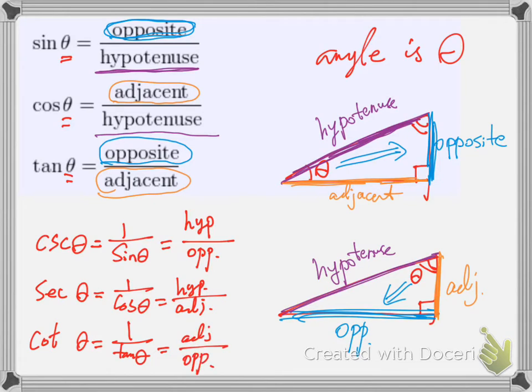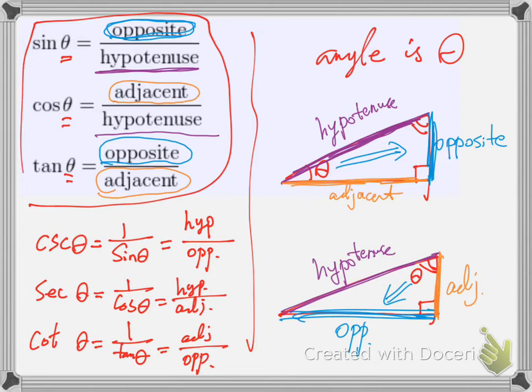So we have 3 sides, 6 ratios, and they are our trig functions. So the most important thing is you remember the definition of opposite, adjacent, and hypotenuse, and then remember the first 3. The other 3 are just the reciprocals of these 3 trig functions. So let's look at an example.